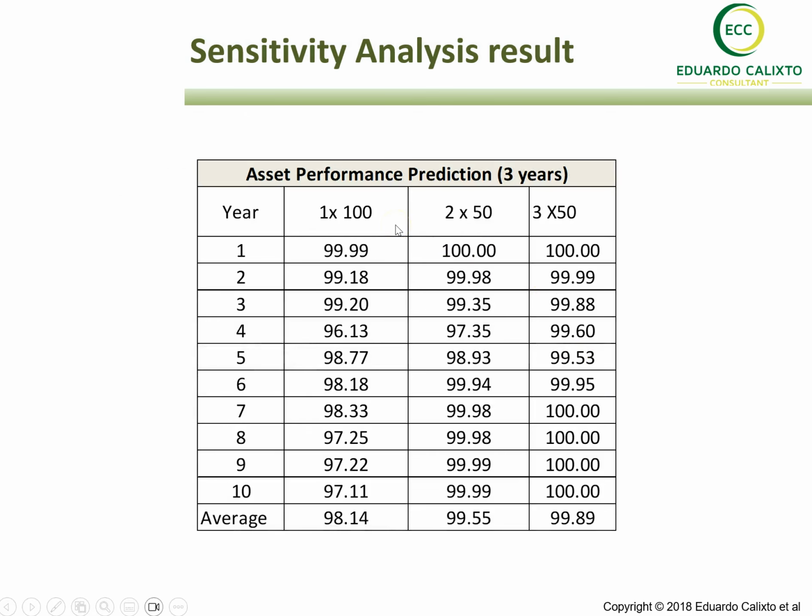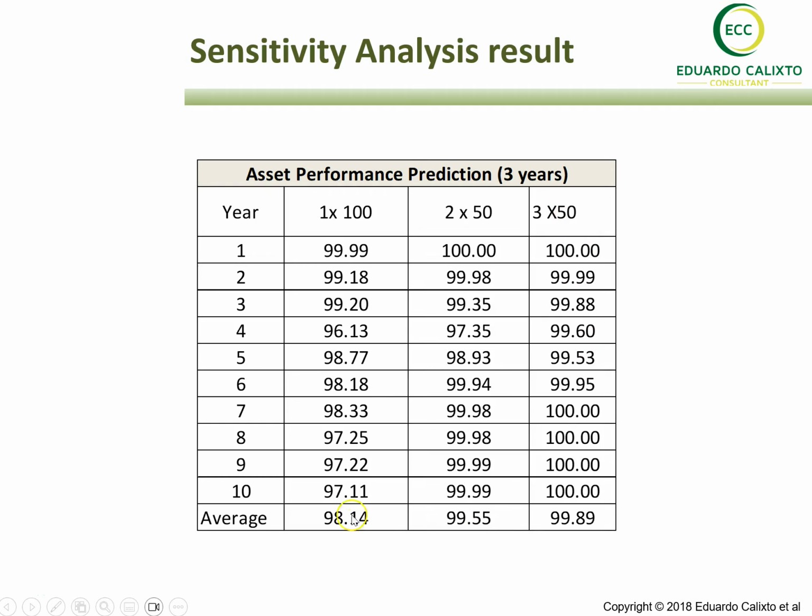If I do that, I will see from the first year to the 10th year, I have different configurations: one separation train and one decompression train, 2 separation trains and two decompression trains with 50% of capacity, and 3 trains here with 33% of capacity.